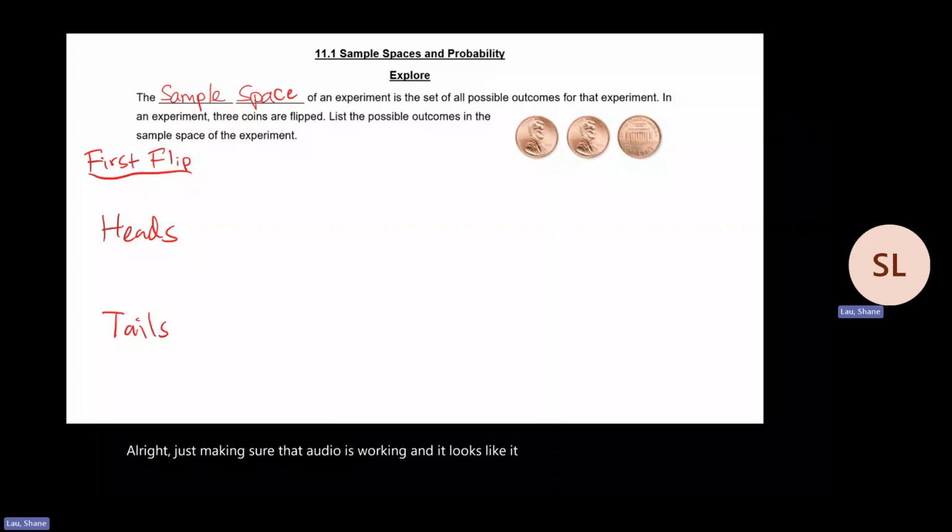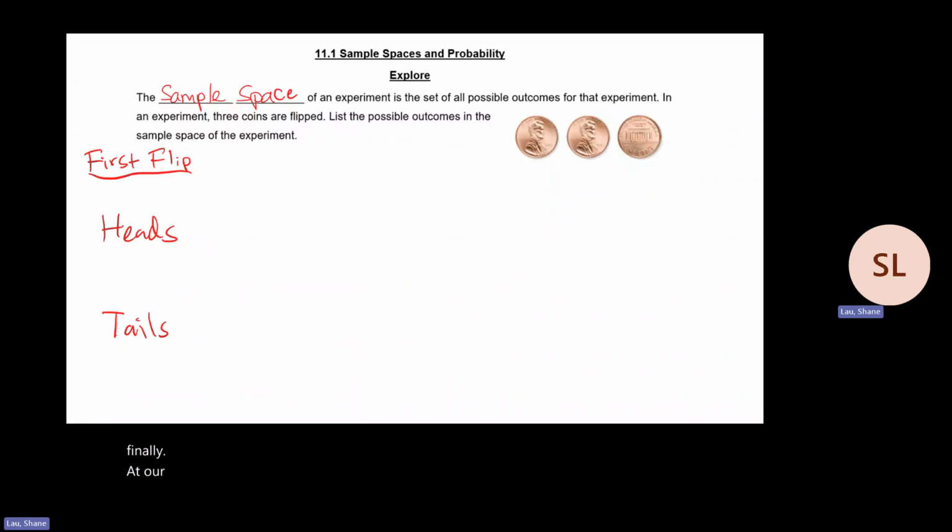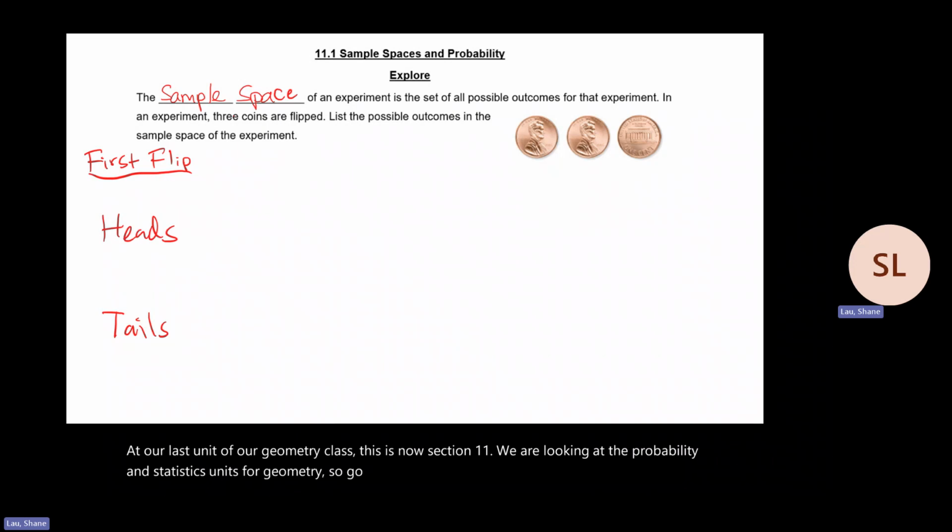Okay, so very good. We are finally at our last unit of our geometry class. This is now section 11. We are looking at the probability and statistics units for geometry. So go ahead and take these notes down, and we're going to get started on this first flip with the heads and tails in just a second.